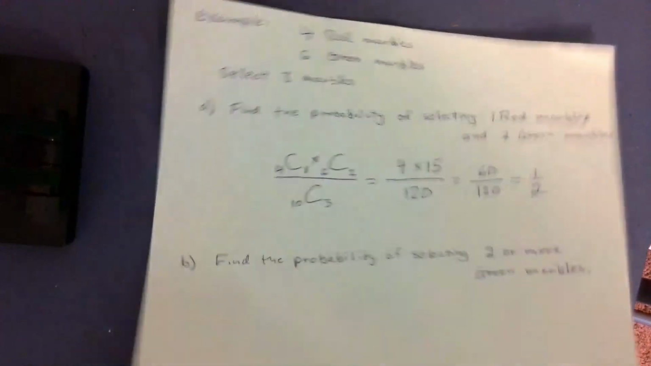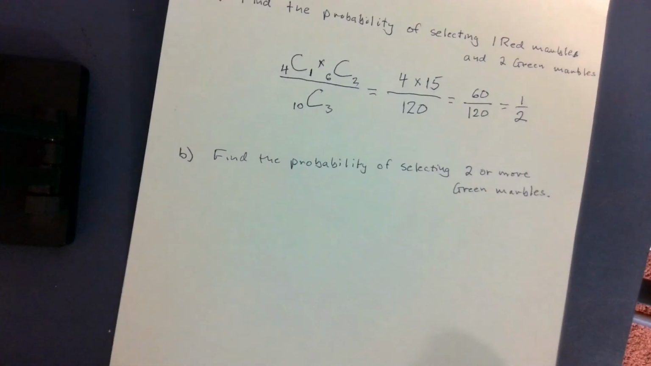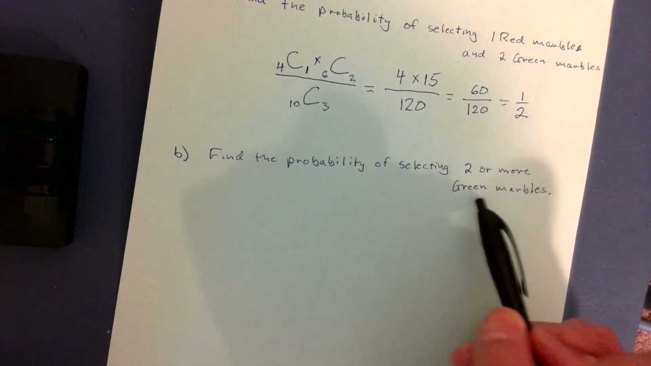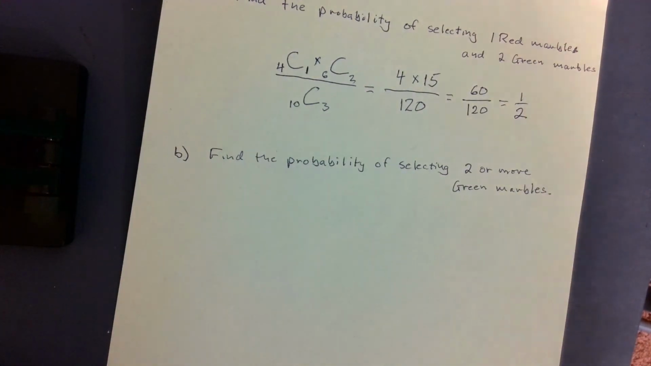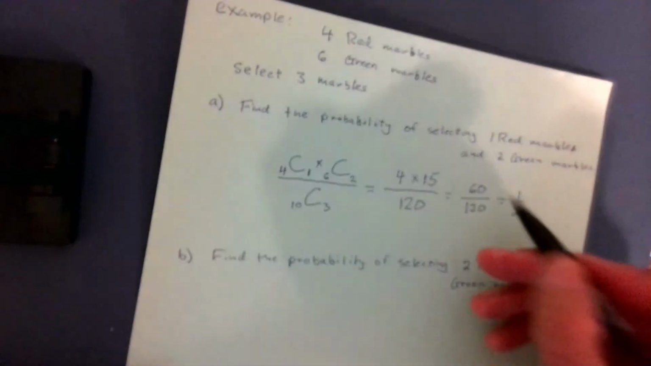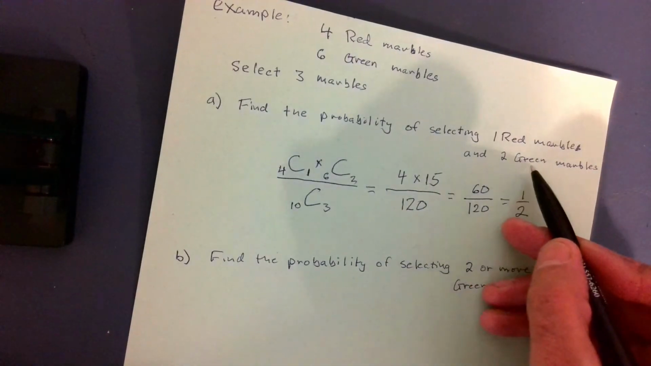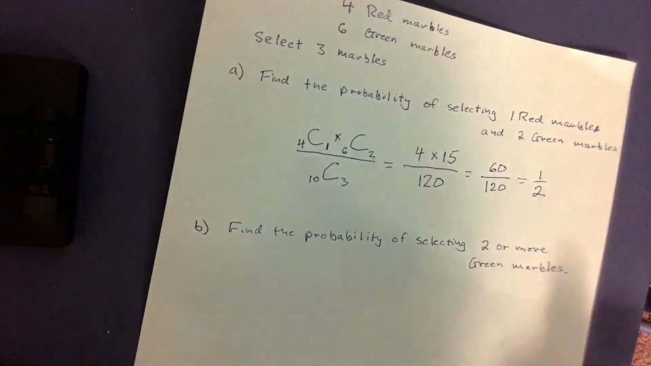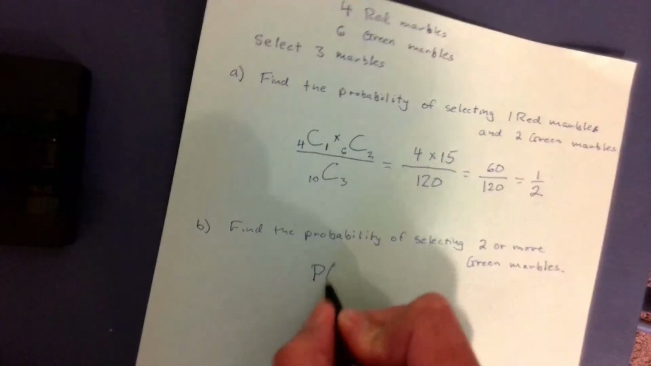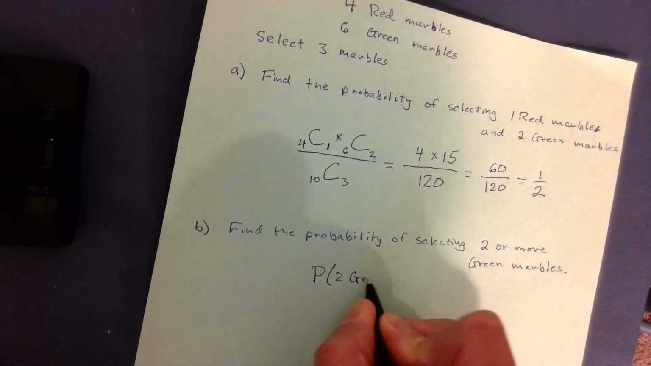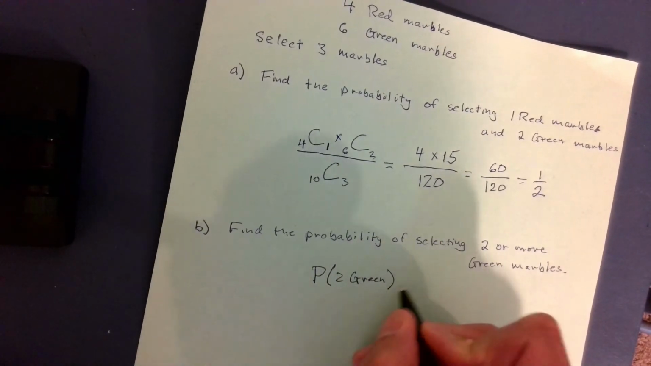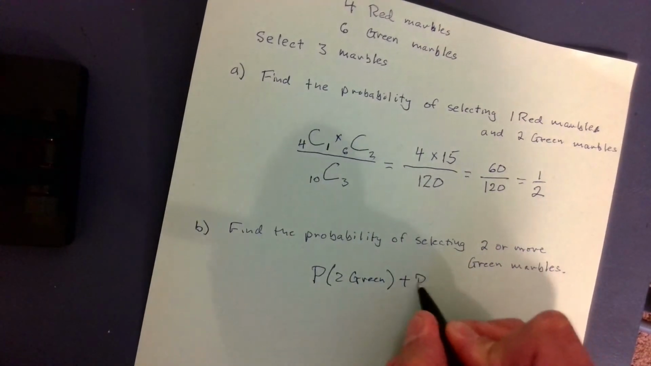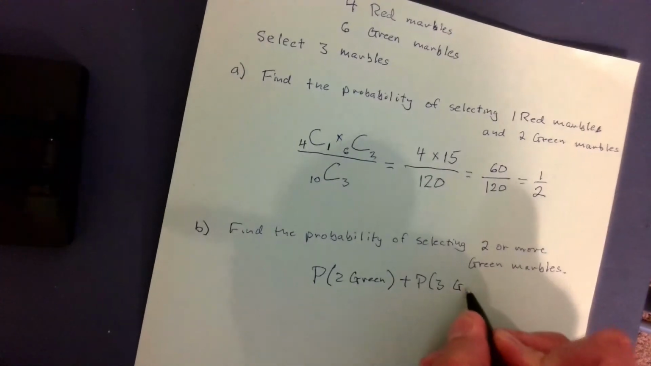Now a typical problem you might get on the homework might be to answer this question. What's the probability of selecting 2 or more green marbles? Okay, so in part B we found the probability we selected 2 green marbles. But the probability of selecting 2 or more green marbles would be the probability that we get 2 green. The other possibility is we could get, with 3 selections, 3 green also.